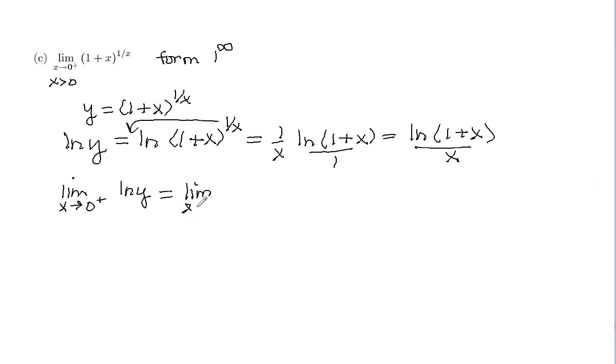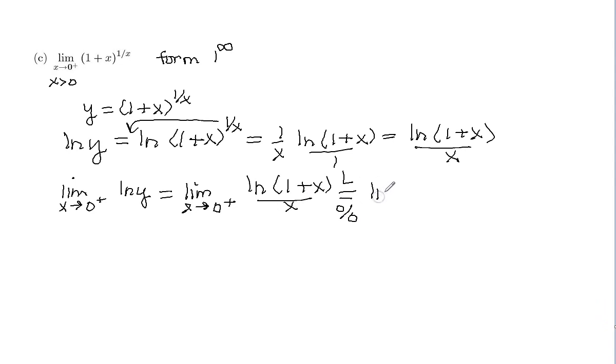So limit as x approaches 0 from the plus. And now we've got natural log of 1 plus x over x. So I just brought this guy down. Now let's see what form this is. As x approaches 0, this is looking like 1 plus 0 on the inside, which is 1. Log of 1 is equal to 0, so the top is 0. And x is approaching 0, so this x approaches 0. It looks like 0 over 0. We can use L'Hopital on that.